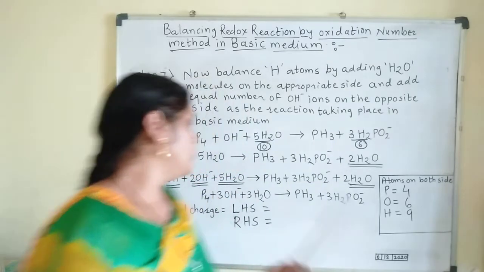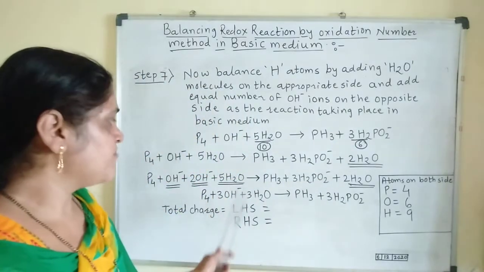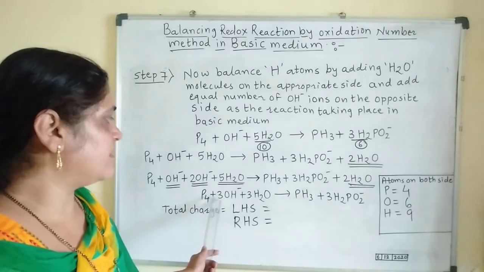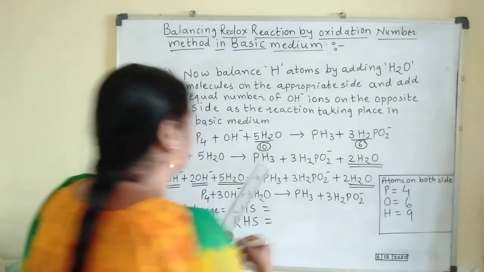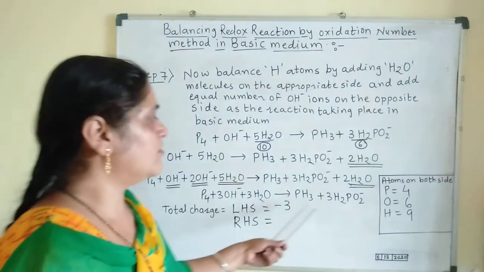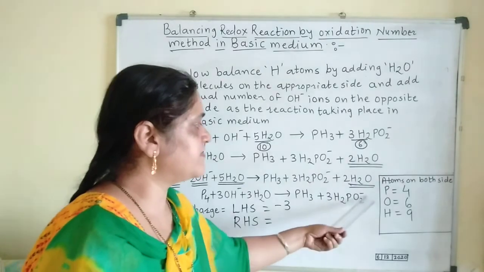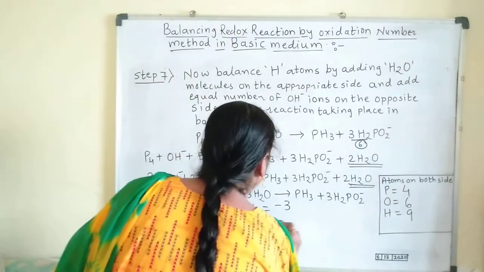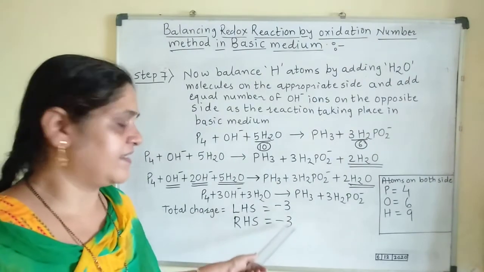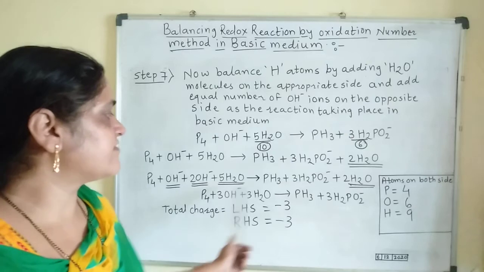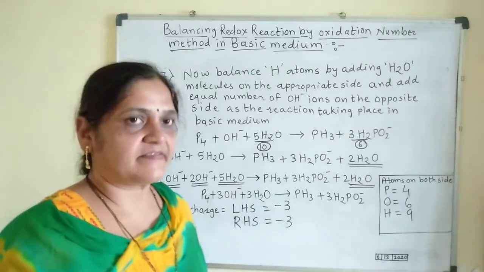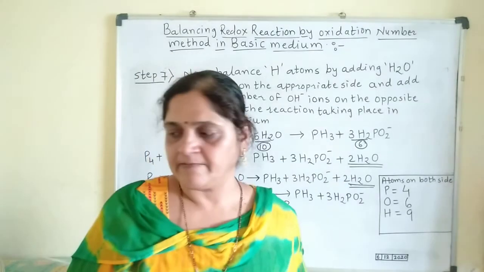And therefore, you can find here the total number of charges on LHS and RHS. Total number of charges on left hand side, that is 3 into this minus 1. So total number of charges are minus 3 on left hand side, and total number of charges on right hand side, 3 into this minus 1, is also equal to minus 3. So left hand side minus 3 and right hand side also minus 3. So charges are also balanced on both the sides. So in this way our equation is balanced. We will see the next equation again.